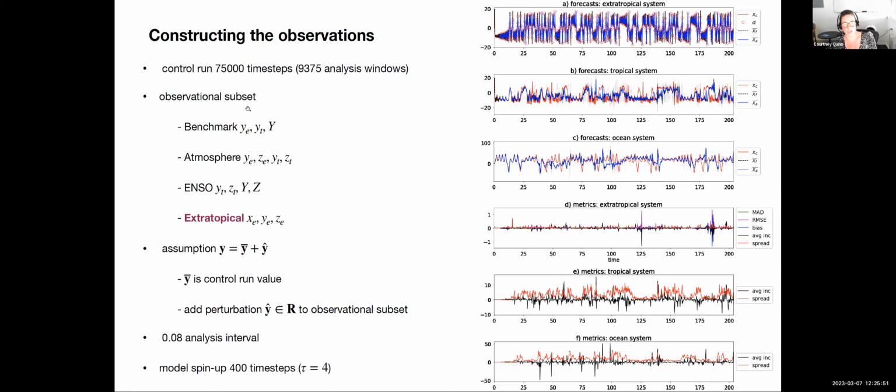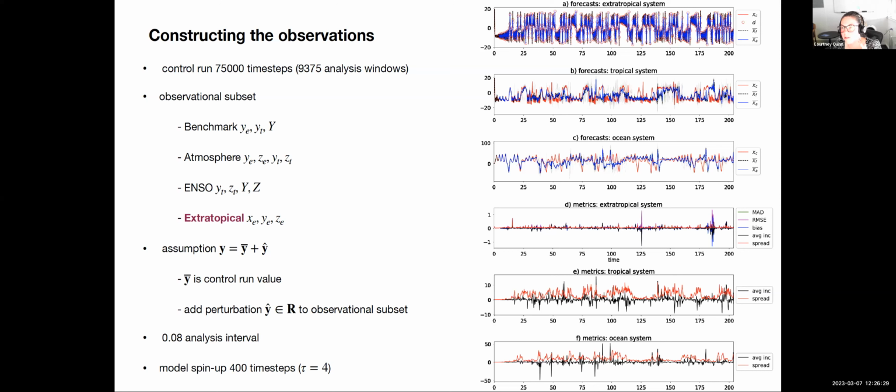Then our assumption is that we take our observations to be the control run value, y bar, plus some perturbation, which is related to our observational error. We do this at every 0.08 time step interval, and we have to exclude some model spin up. What you see on the right is where we've taken our observations, the red circles, which are all our little observation points, and we've only observed the extratropical attractor. So that's why I've only put the circles there.